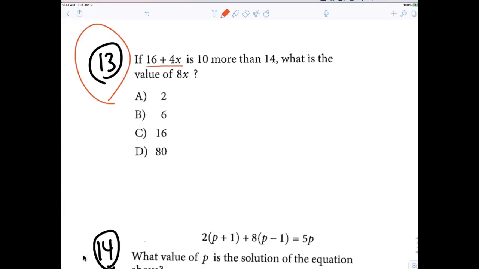Well, the answer to 16 plus x plus 4x is 24. Exactly right. So everybody should write down 16 plus 4x equals 24. Thank you. That was very good.